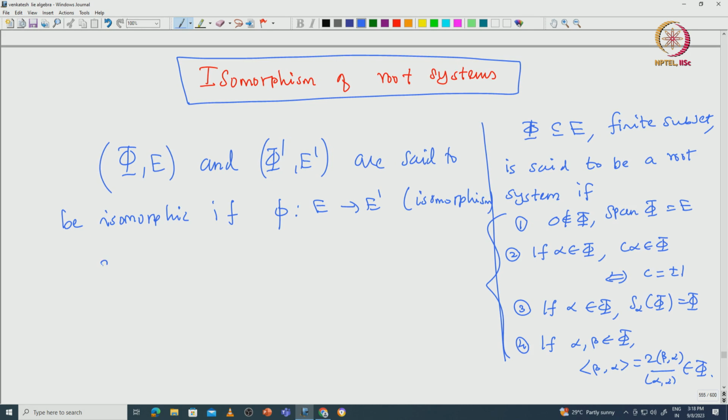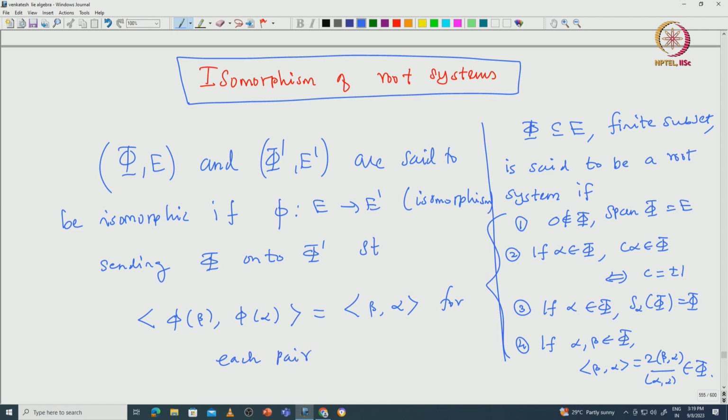In this sense, it maps Φ onto Φ', such that these Cartan numbers are preserved when you apply π. So, the Cartan number ⟨π(β), π(α)⟩ should be equal to ⟨β, α⟩ for each pair of roots α, β inside Φ. If there exists such an isomorphism from your Euclidean space E to E' mapping Φ to Φ' and preserving these Cartan numbers, then we say that these root systems are isomorphic.